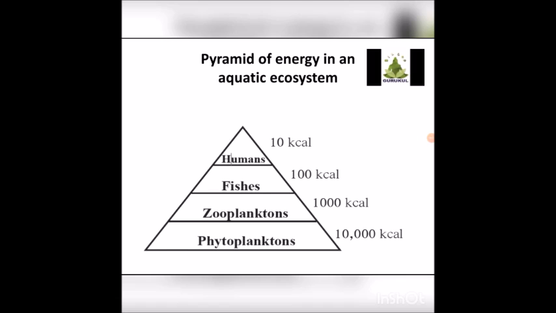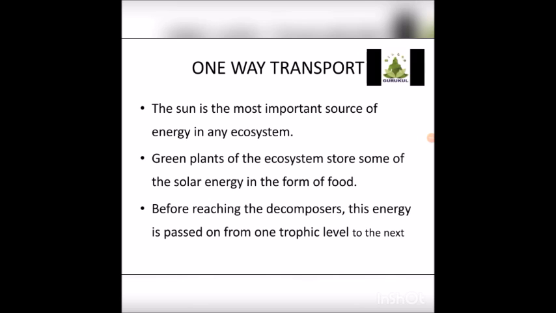Then again, when these fishes are consumed by human beings, human beings are receiving 10 kilocalories of energy. So again, from fishes to human beings, there is a loss of 10% of energy. So in this way, you have understood that there is a loss of energy as it goes from one trophic level to another. Now, the one-way transport is another concept.